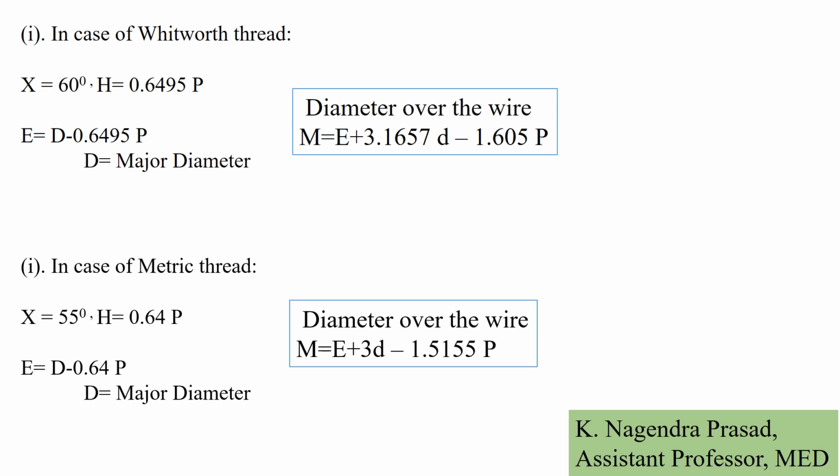Similarly, in the case of the metric thread, we know the thread angle is x equals 55 degrees, and we also have one more relation, h equals 0.64 p. Then we insert these two values, the x value and the h value. Then we will get the effective diameter E equals d minus 0.64 into p. So we have to remember these two relations for the Whitworth thread as well as the metric thread. So this is the derivation to find the effective diameter by the 3 wire method. So thank you.